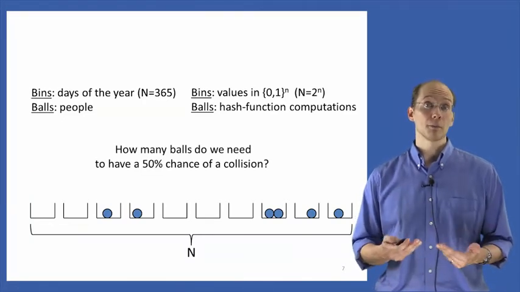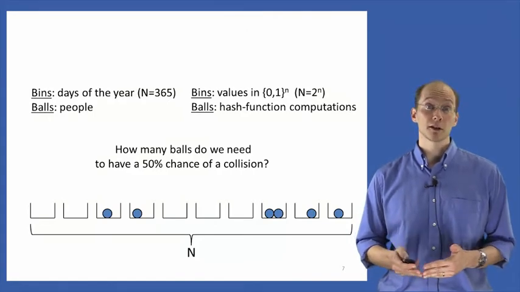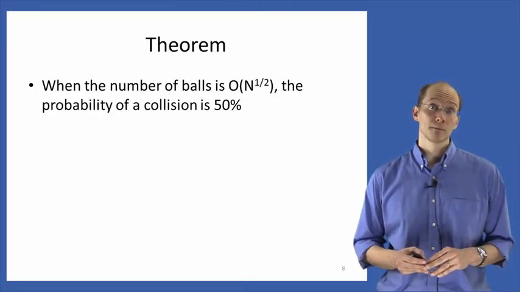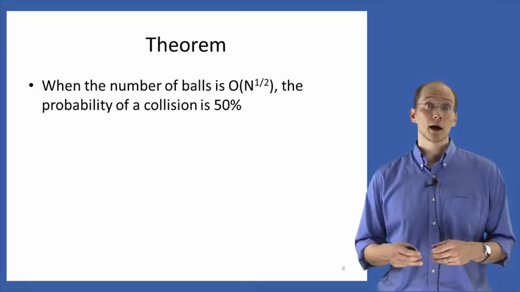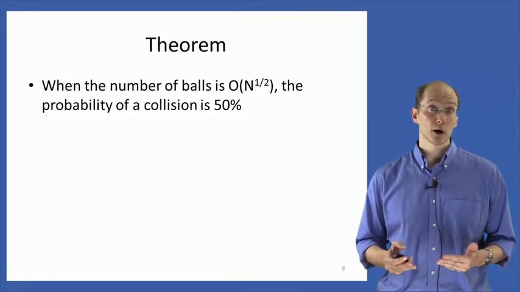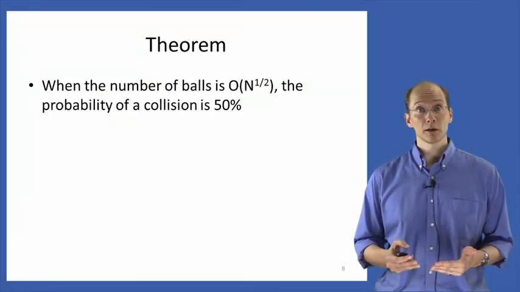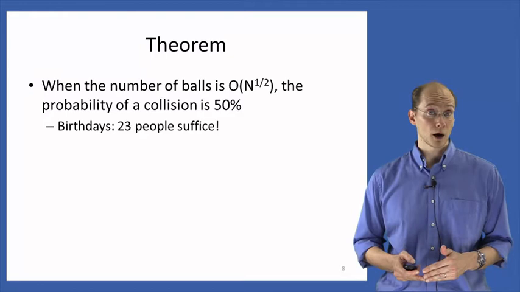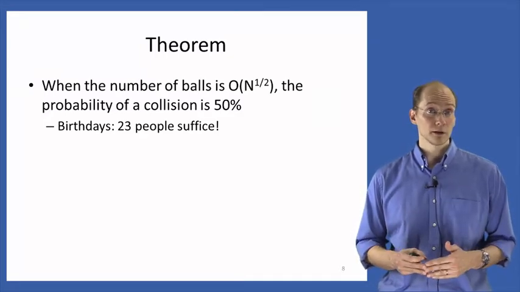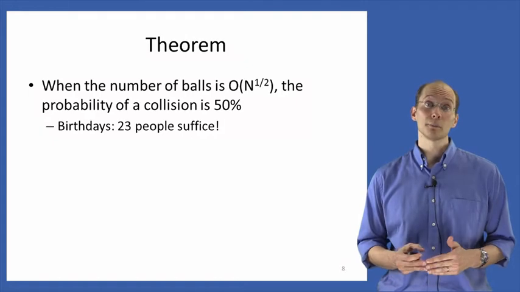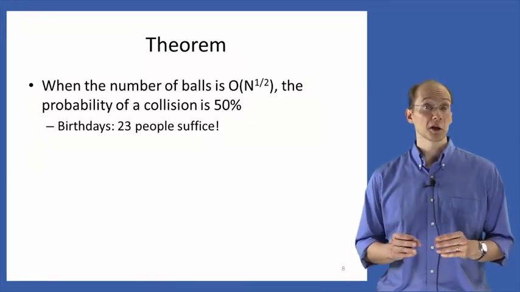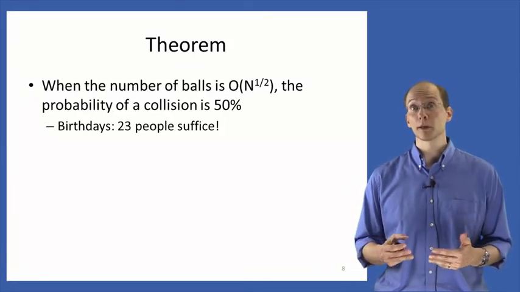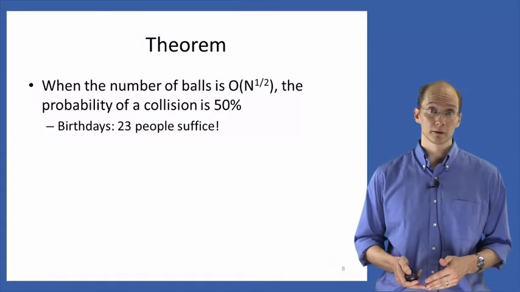And the question we have is, how many balls do we need in order to have a 50% chance of a collision? Well, it turns out that it's possible to prove the following. When the number of balls is about n to the 1/2, the square root of n, the probability of a collision is about 50%. What that means is that if we look at the birthday problem, then having 23 people in the room suffices to give a 50-50 probability that some pair of people in that room will share a birthday. And this is called a paradox, not because it's actually any paradox, but because the number is much smaller than most people typically expect.